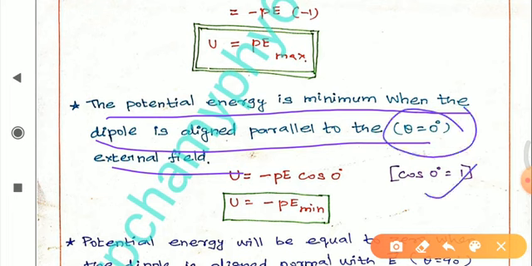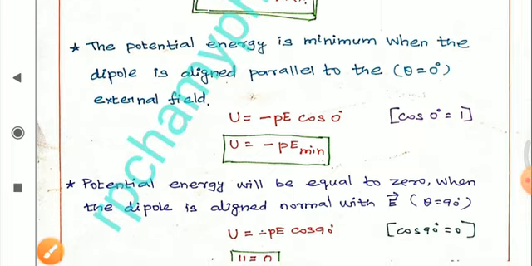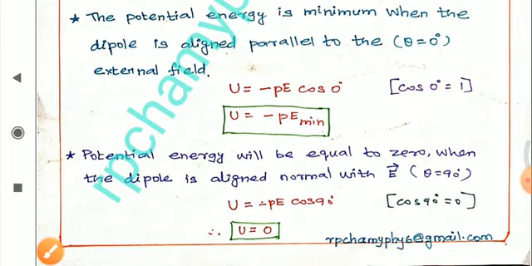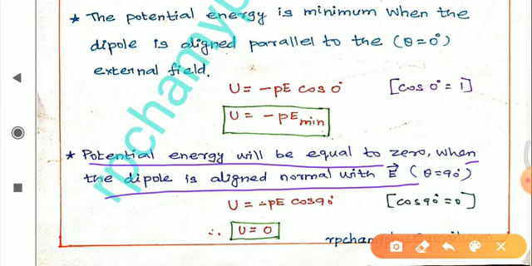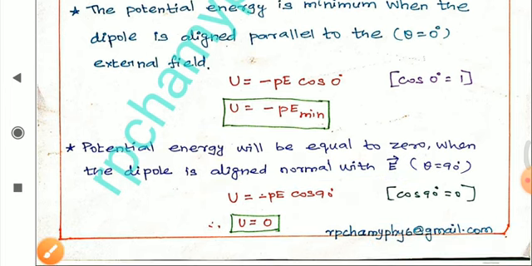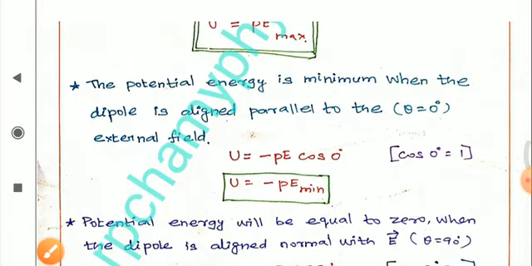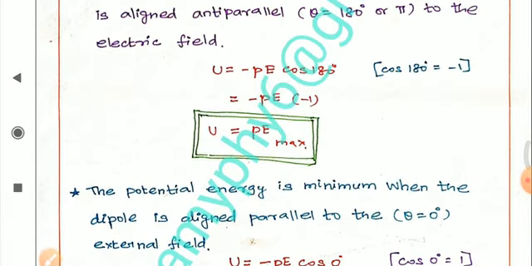Cos 0 is equal to what? 1. So we can write minus PE cos 0. Cos 0 is equal to 1. So we write U is equal to minus PE. This is known as the minimum electrostatic potential energy. Then the potential energy will be 0 when the dipole is aligned normal to the electric field. Then U is equal to what? 0. Are you clear? So up to this we have discussed two 5-mark questions.